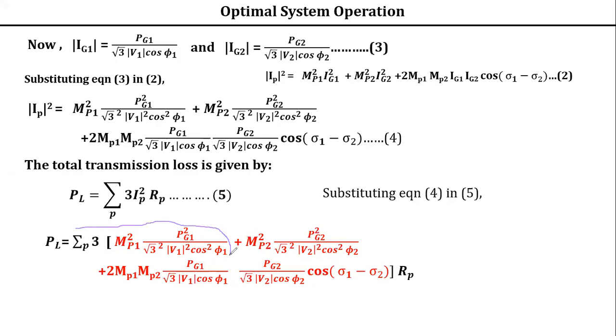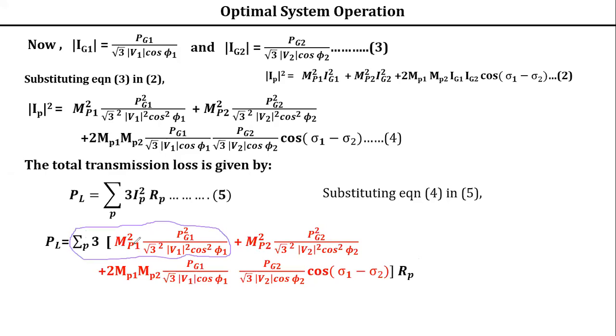This term. So how are we going to do it? When you are taking this one, this entire thing is multiplied with one more term, RP. So summation over P of MP1 square into RP. This term is also multiplied with RP, isn't it?